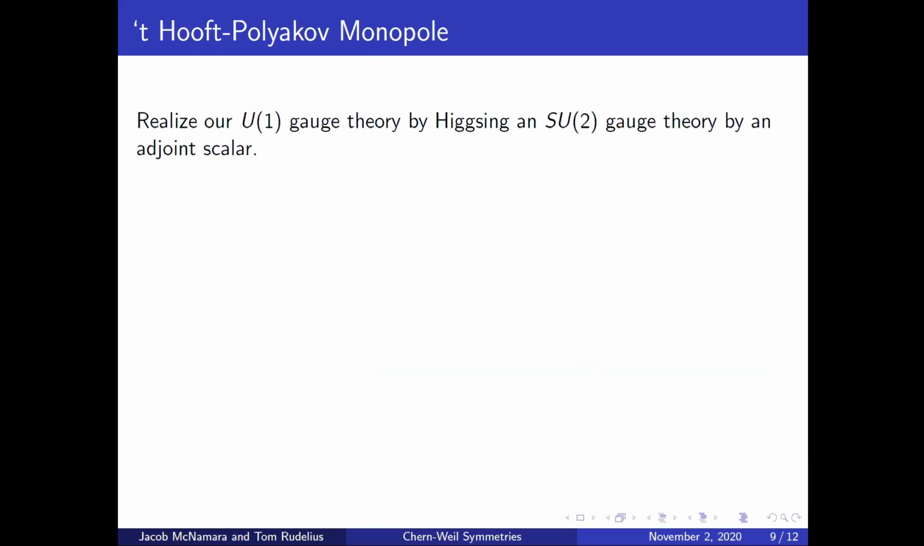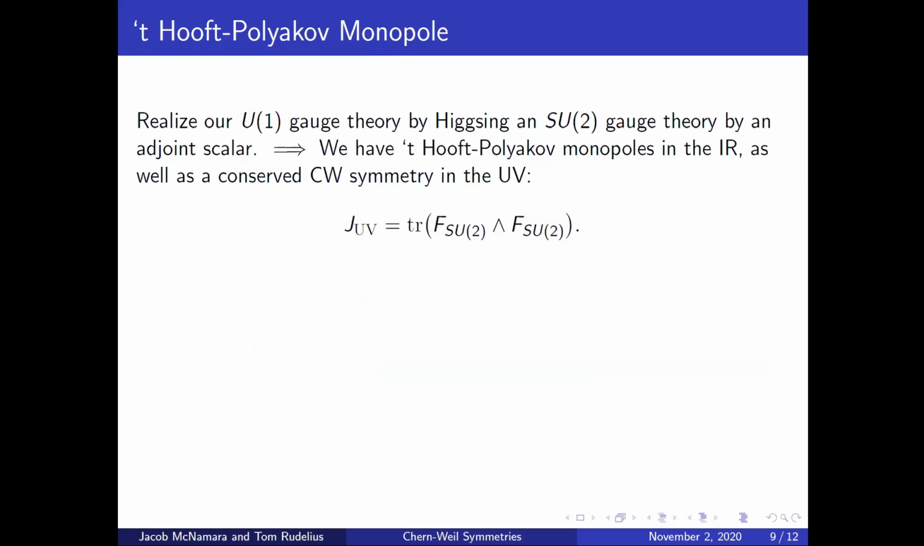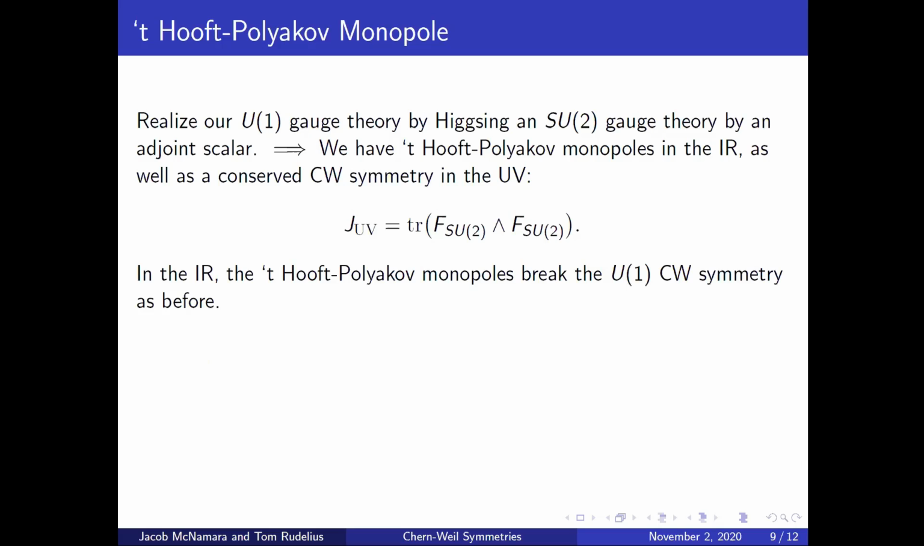monopole. It's what happens if we realize our U(1) gauge theory by Higgsing an SU(2) gauge theory by an adjoint scalar. In this case, we naturally have monopoles in the IR, which are finite, non-singular configurations of the gauge field. And we also have a conserved Chern-Weil symmetry in the UV, which is instanton number for the SU(2) gauge field. Now in the IR, the 't Hooft-Polyakov monopole does break the U(1) Chern-Weil symmetry as before. What I said before is perfectly valid.